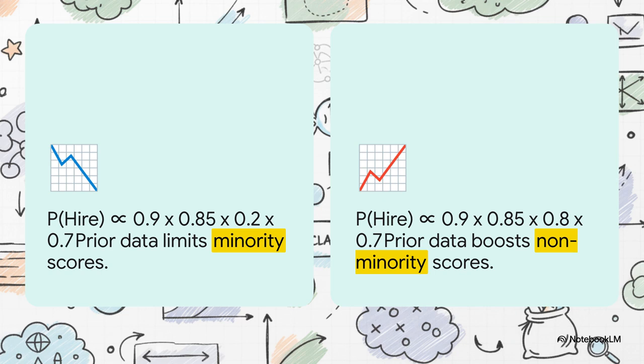Let's multiply the probabilities step by step. For both candidates, we multiply the 0.9 coding score, the 0.85 university score, and the 0.7 base hiring rate. Everything is identical so far. But watch the final step. Because historical training data heavily favored non-minorities, we must multiply the minority candidate score by a prior probability of just 0.2, while the non-minority candidate score is multiplied by 0.8. The math blindly penalizes the minority candidate. The model isn't actively thinking. It is just multiplying fractions, which mathematically drags down an equally qualified candidate based strictly on past data.